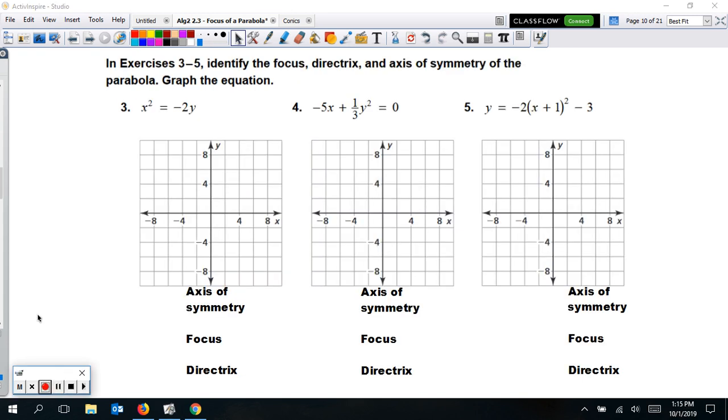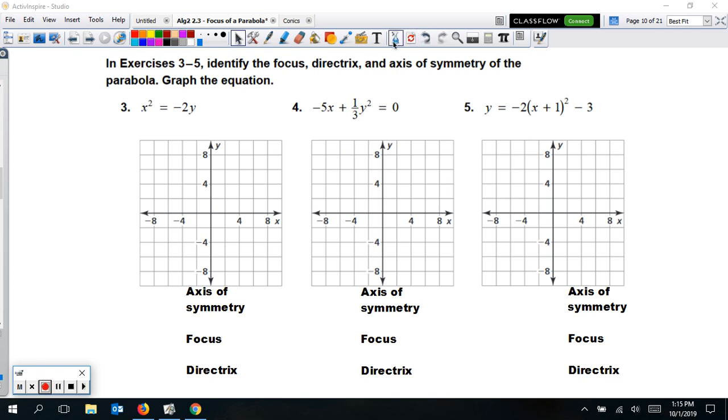Okay, so here we're looking for 3 things to identify and then to graph the equation. I think it might be a little easier to actually graph the equation first and then go ahead and write down what the 3 things are that we're trying to figure out, which is the axis of symmetry, focus, and directrix. So that's why I put them all underneath here. We're going to fill this in here eventually. But the first thing would be to just try to graph these quadratics.